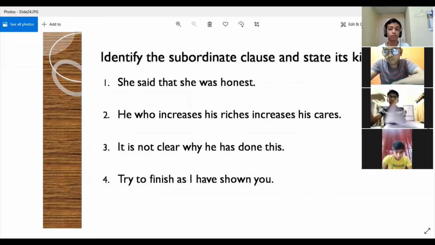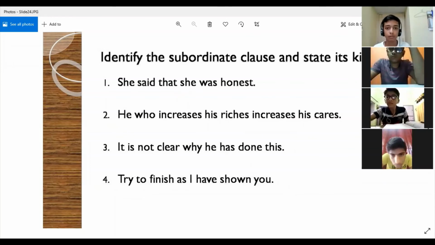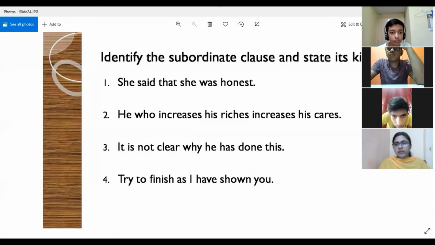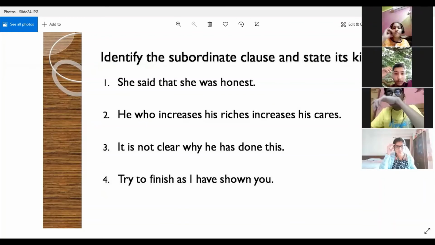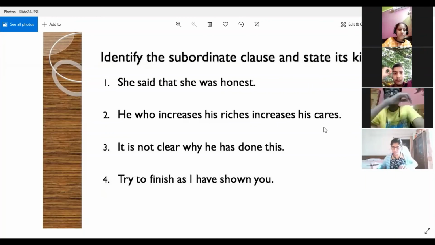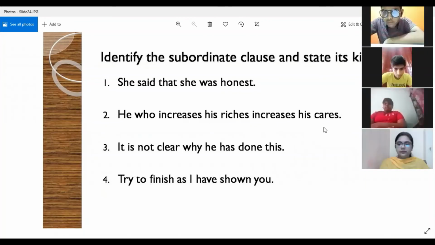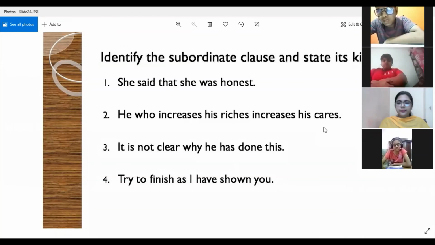Here you have to identify the subordinate clause, and after doing that, you'll have to tell me the kind of clause it is, whether it is a noun clause or an adjective clause or an adverb clause. I'm giving you a minute's time. Have a look at all 4 sentences. Get your answers ready along with the reasons, and then you may raise your hands. I am giving you time with the hope that I'll see more participation.